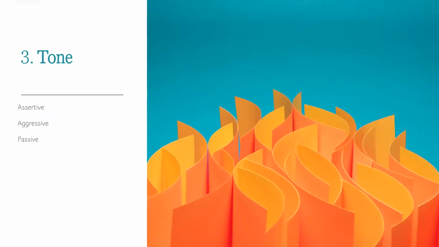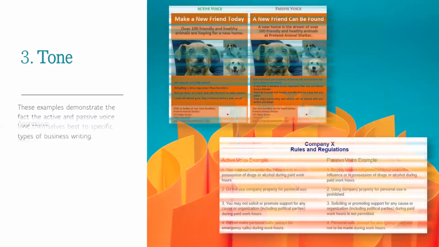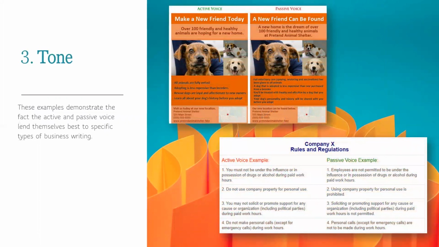For the purposes of this class, there are 3 different types of tone, and they're all useful in different ways. Some are better than others. Some are better left in small doses, if at all. So we have the 3 on the screen: assertive, aggressive, and passive tone. Consider what tone means in a professional setting.